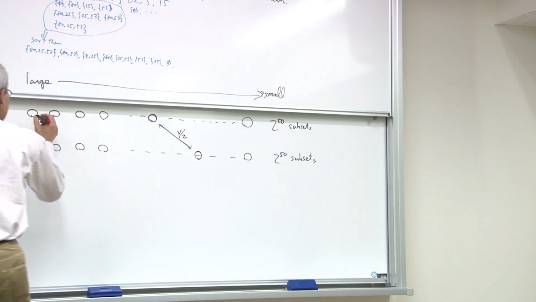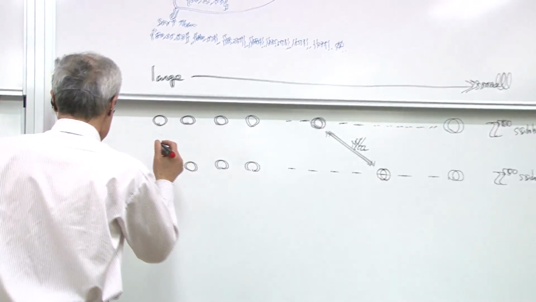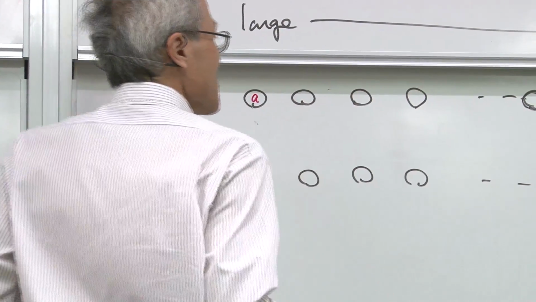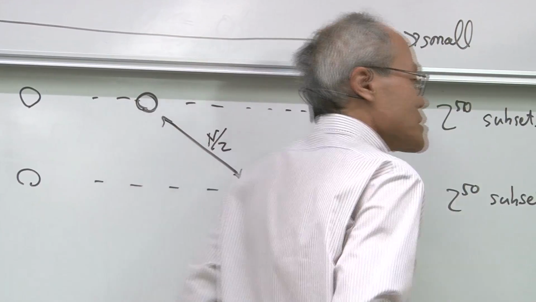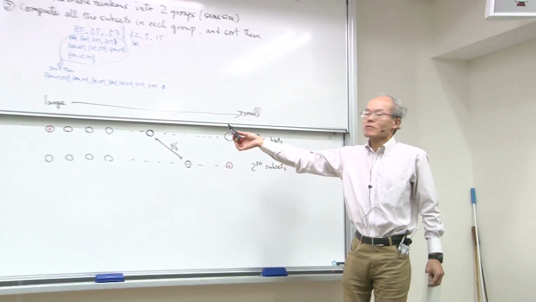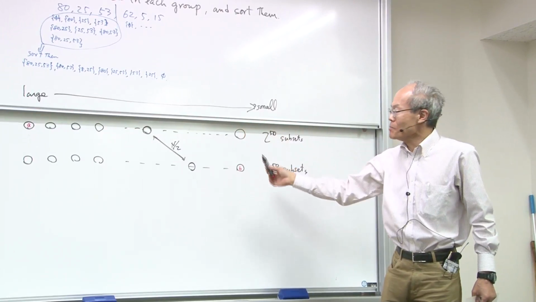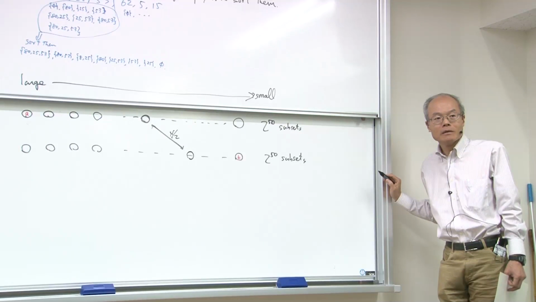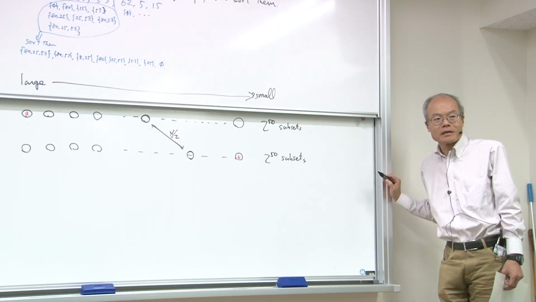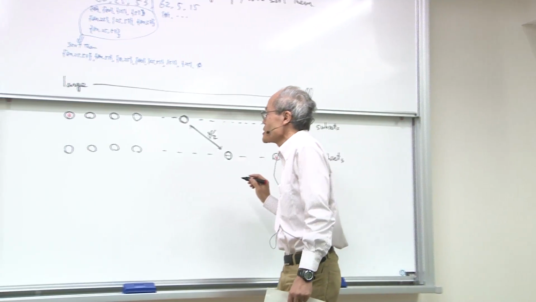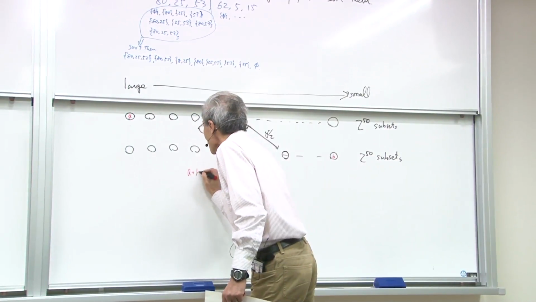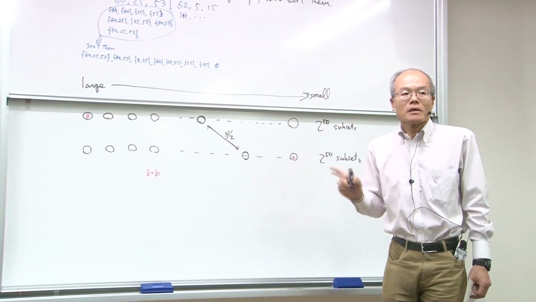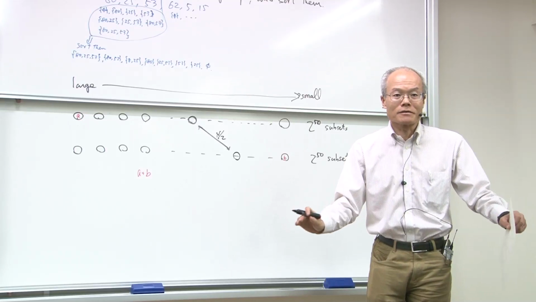Okay, what you do is look at this. I'd say this is A and this is B. So A is the largest number in the first group. B is the smallest number in the second group. Then you check whether that pair is your answer or not. That means you check A plus B. If that is n over 2, then you are done, of course. Right?